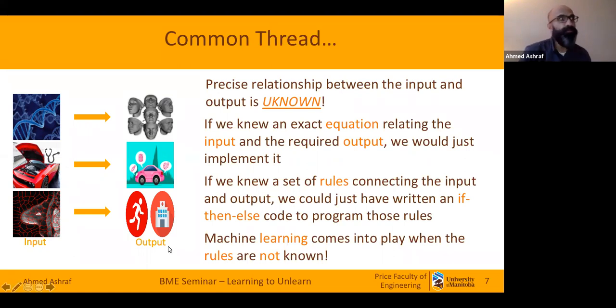As most of you would be familiar, the idea of learning or machine learning begins to come into play when these precise equations and relationships are not known. And of course, if you are dealing with a problem where you know the precise equation, don't go for machine learning. Just implement the precise input-output relationship.